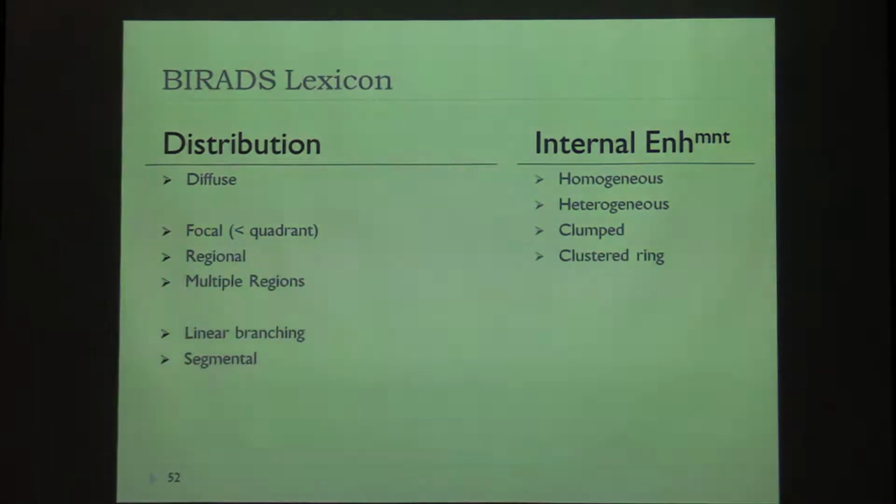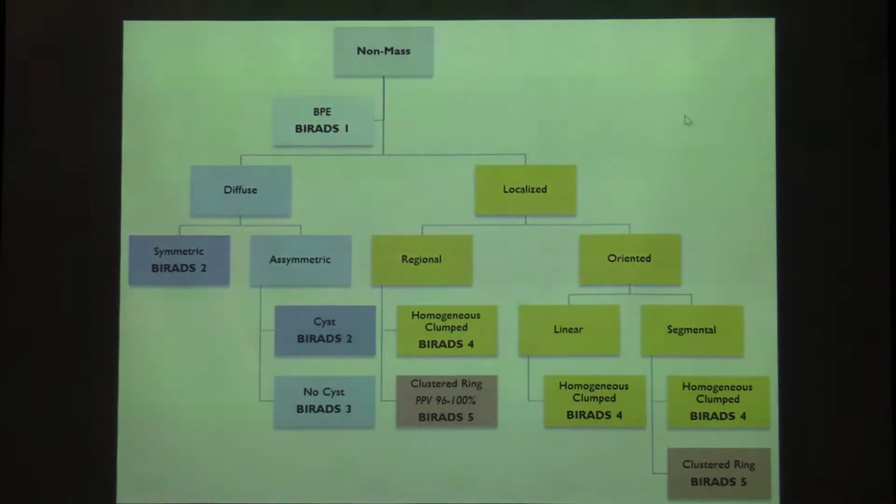So it's simpler. Still the algorithm to interpret non-mass. First of all, you have to make sure this is not background parenchyma enhancement. And then you look at the non-mass enhancement. Is it diffuse? If it's diffuse, it's going to be benign. So first of all, you look if it's symmetric or not. If it's symmetric, usually this is background parenchyma enhancement, and you can classify that by 2 or at least by 1 because this is normal.